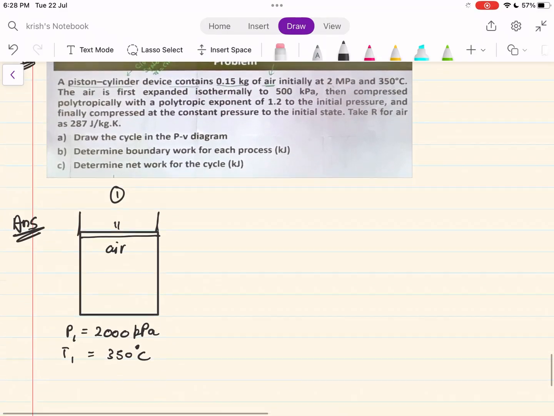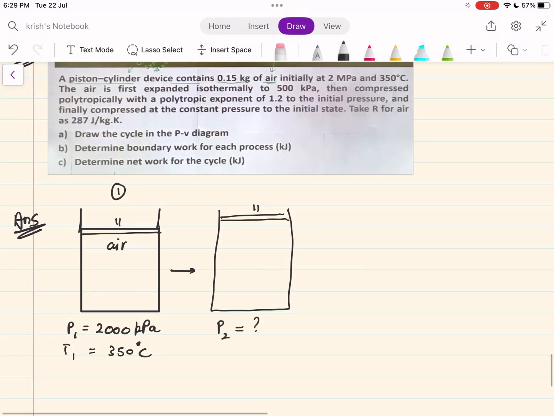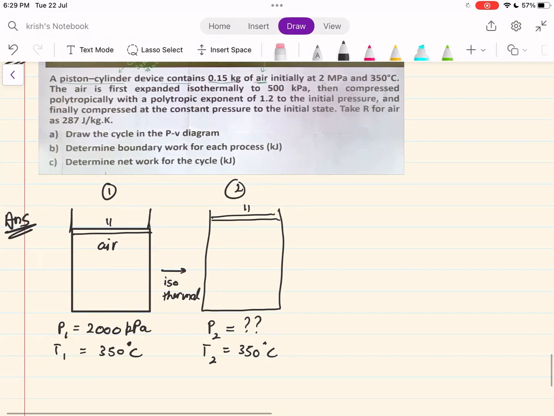The air is first expanded isothermally to 500 kilopascal. Okay, expansion process is occurring. Piston has moved up isothermally. Okay, we don't know the P2. Then the T2 is constant because it is isothermal, state 2, and then compressed polytropically with a polytropic exponent of 1.2.